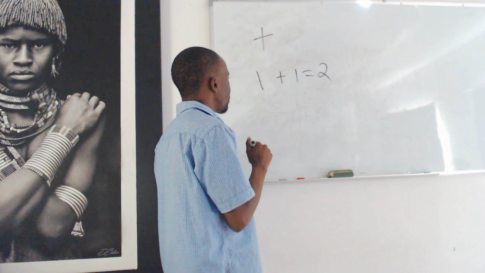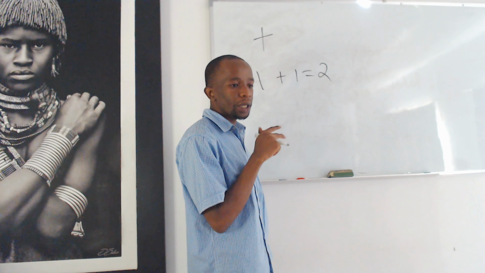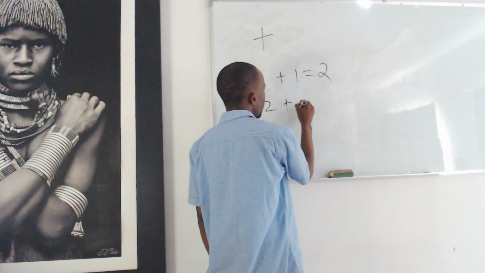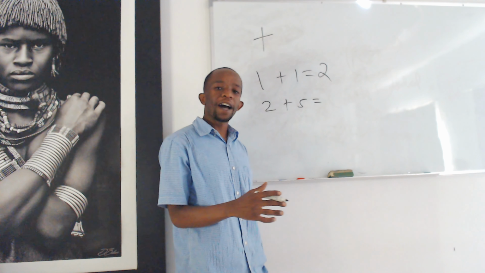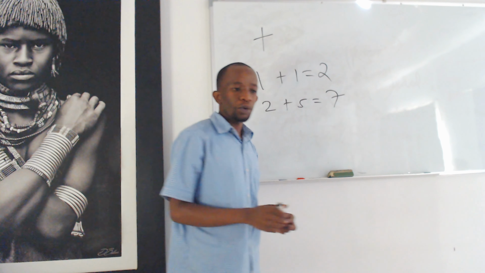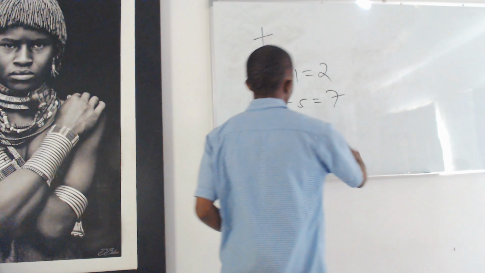2. What about if you were adding mangoes and guavas? How many fruits do you have? So let's say you have 2 mangoes and then you have 5 guavas. What are you going to be having? At the end of the day, what you have is 7. So that's the addition sign.